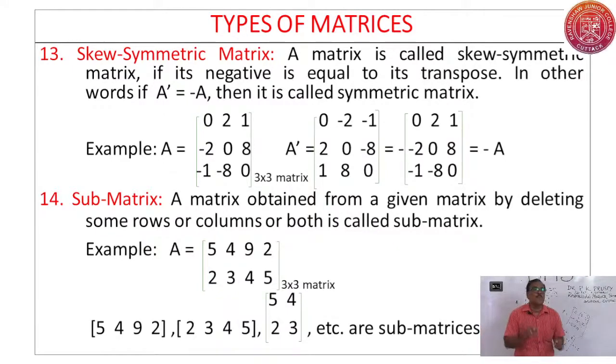So these are the submatrices. So there is a part in that matrix. From the original matrix we have taken one part. So a matrix obtained from a given matrix by deleting some rows or columns, or both, is called a submatrix.